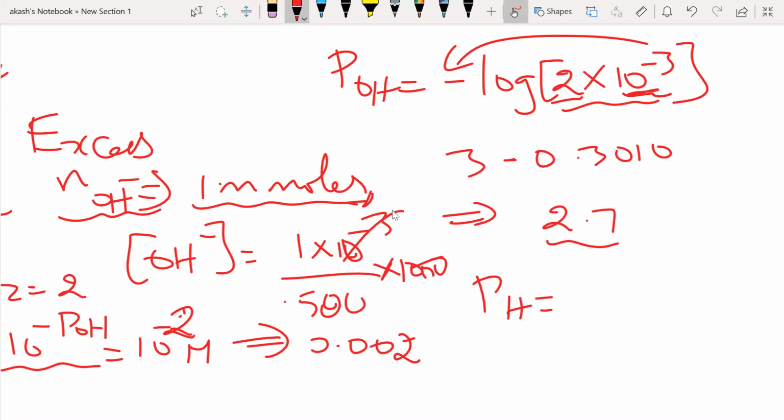So pH would again be 14 minus this value. So it will be 11.3. That is the answer to this question. So I can see the answer to be D.